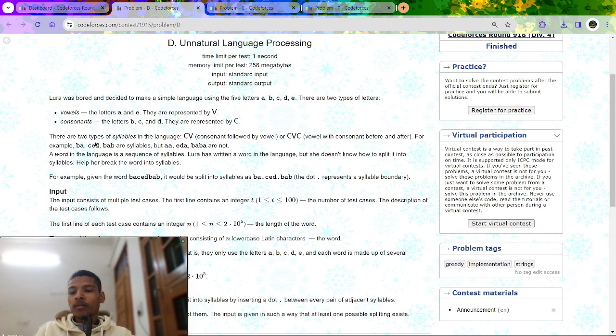And we have two types of syllables, which you can think of as a type of grammar in this language. What is a syllable? A syllable is a type of word made using a consonant and a vowel, CV. It can also be a consonant, vowel, and a consonant, CVC. Like BA is a CV type, CED is a CVC type, BAB is also a CVC type, but AA is not among any of these. It is a VV pattern, vowel and vowel, so it is not considered a syllable.